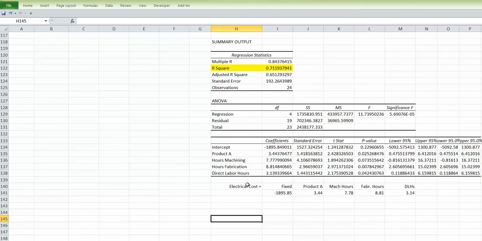So our final regression model is our predicted electrical cost will equal a fixed intercept of minus $1,895. Keep in mind that this doesn't make sense in the sense that if we produced nothing, we would have a negative cost. Again, this is the fixed component of our cost within our relevant range. And within our relevant range, our slope coefficient for production of product A is $3.44 per unit. We're going to incur a cost of $7.78 for every hour we run our machines. We'll incur a cost of $8.81 for every hour of fabrication and $3.14 for every direct labor hour.